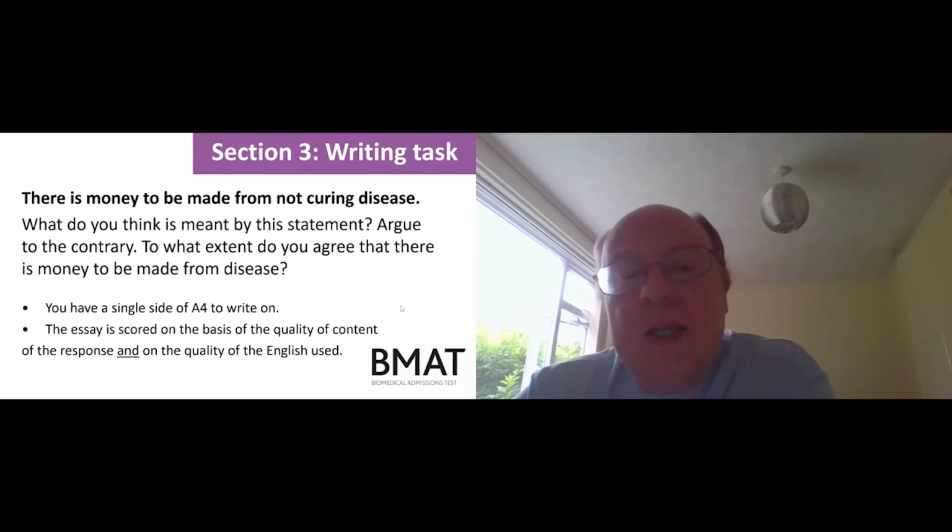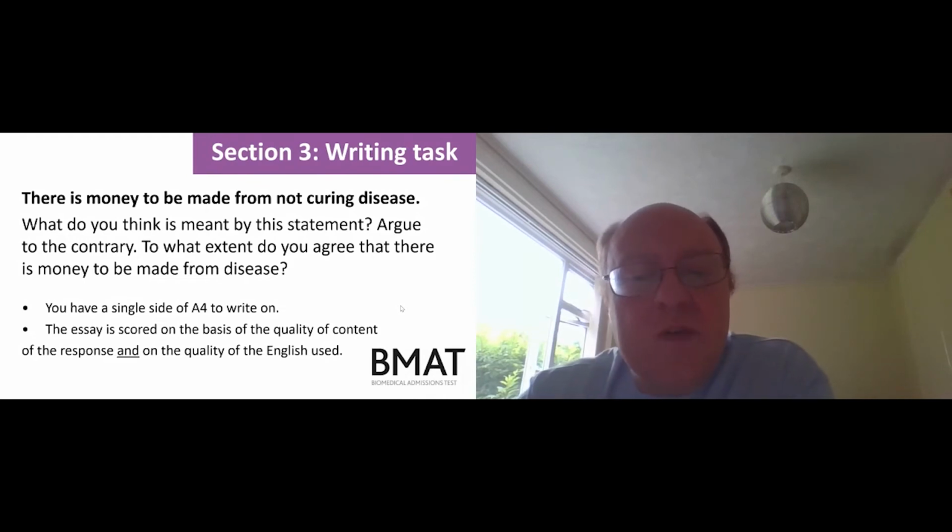And what's being marked is the quality of the content of your answer and the quality of the English being used. Now, by quality of the English being used, I just mean, is it clear? Is it comprehensible? Can somebody understand what you are saying? So the markers are not going to be picking out every single slight spelling error or a missing apostrophe or a misplaced comma. It's marked very holistically. Can the examiner actually understand what you are saying? Is your quality of English sufficient to allow you to communicate your ideas?